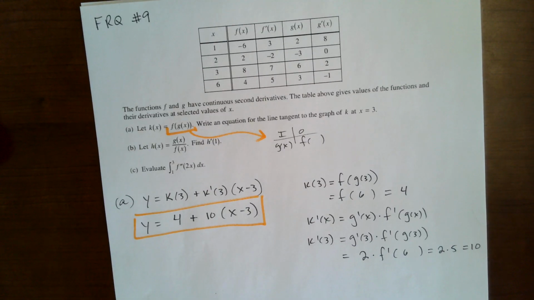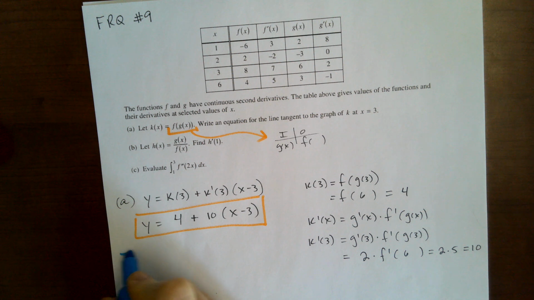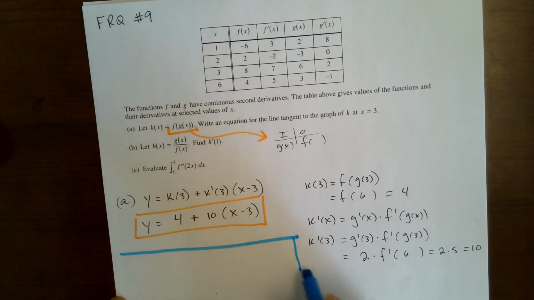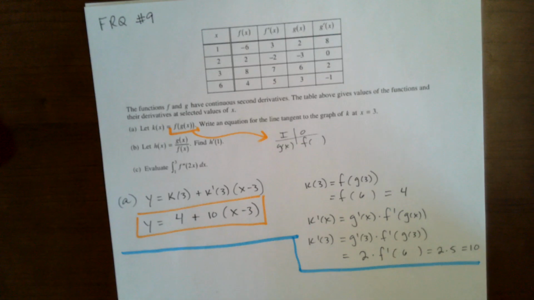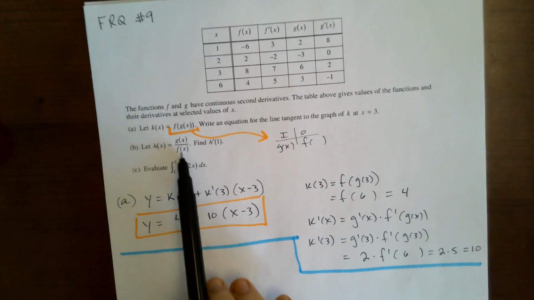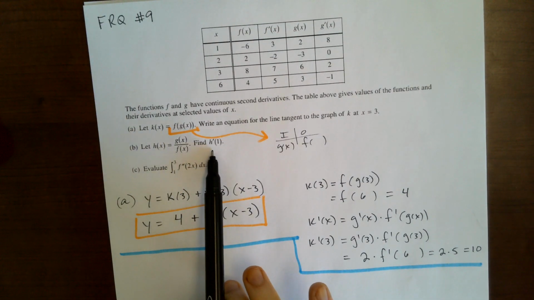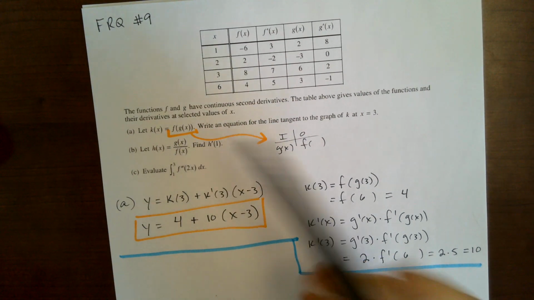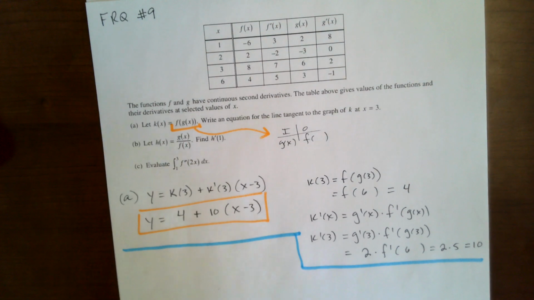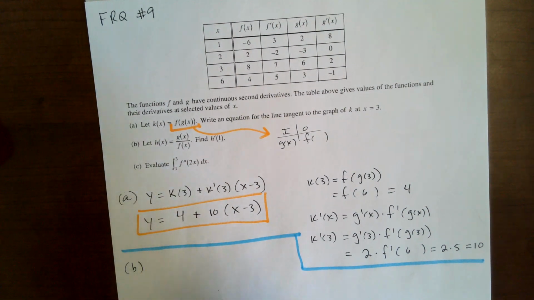All right, now let me separate my work nicely. I'll go like this. Okay, now we're going to do part B. So let h of x be g of x over f of x, find h prime of 1. So guys, to take the derivative of something like this, you need the quotient rule. So this is for part B.